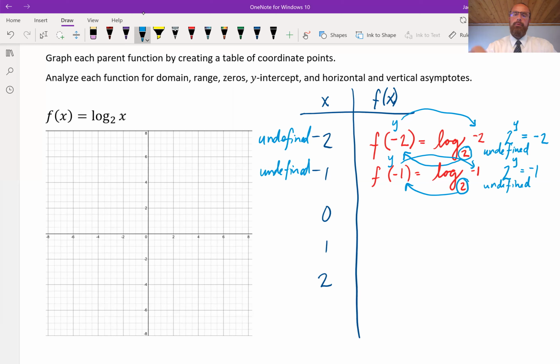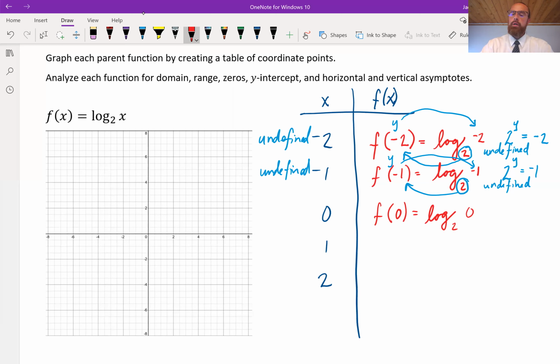Well, let's see if we can do something with 0. In algebra 1, algebra 2, and pre-calculus, persistence is key. So we'll keep going, even though we kind of have a feeling like this is almost 3 strikes and we're out. So f at 0 equals log base 2 of 0.